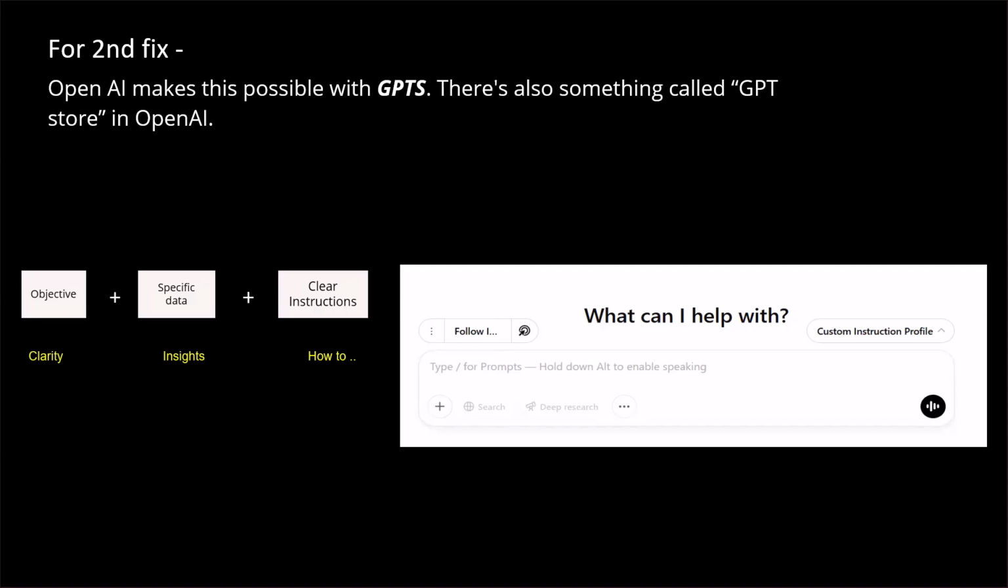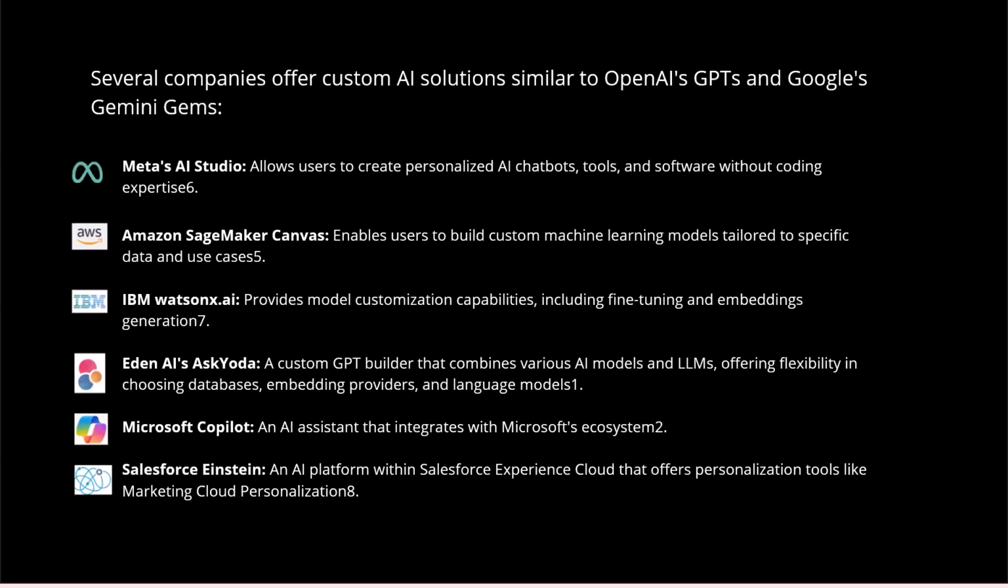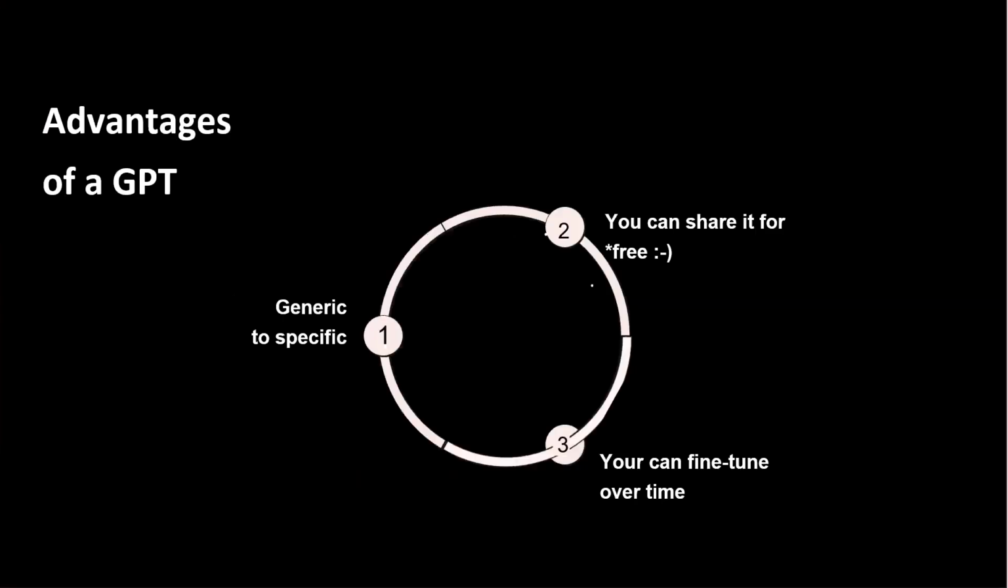Essentially, what you're looking at is when you set up a GPT, you set up an objective. You might give it data, which gives it some insights, and you might set up some instructions. Now, I'm going to focus on creating a GPT for OpenAI, but in fact, there's Google Gems, there's Meta, there's Amazon, there's IBM, there's all these different types of these things which exist.